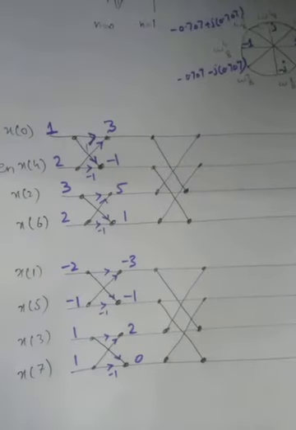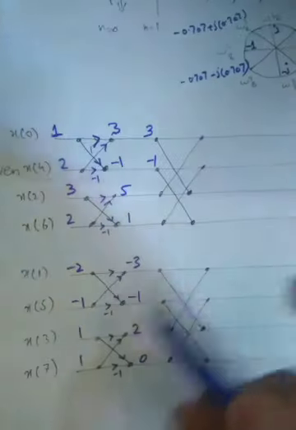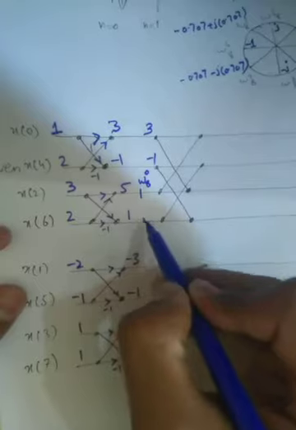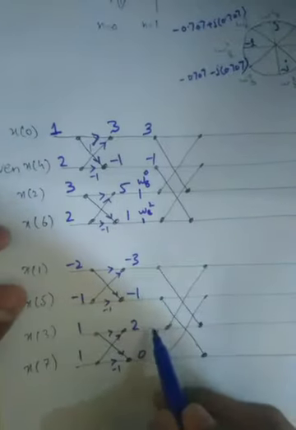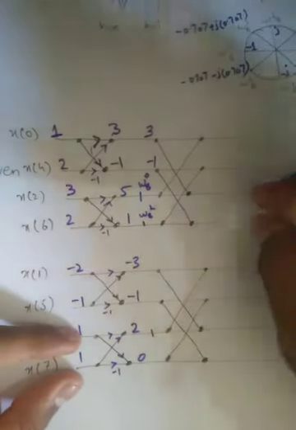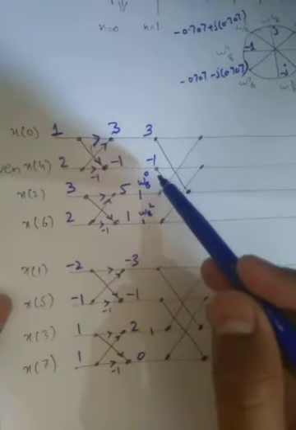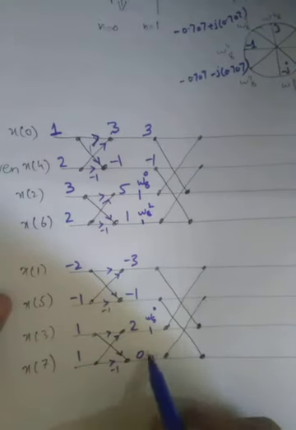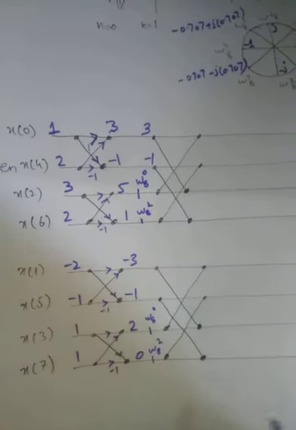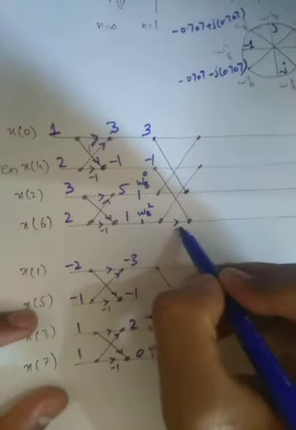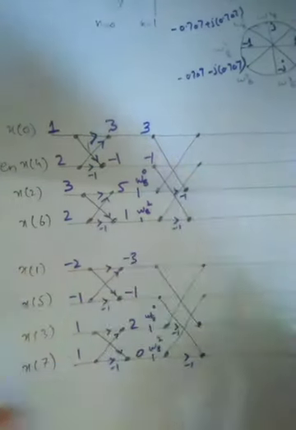Similarly, in this case we have the value 3 minus 1. Here we have the values W8 of 0 and W8 of 2. Similarly, for the bottom two lines, not the upper two lines, we have the values W8 of 0 and W8 of 2. Similarly, minus 1, minus 1, minus 1 and minus 1.